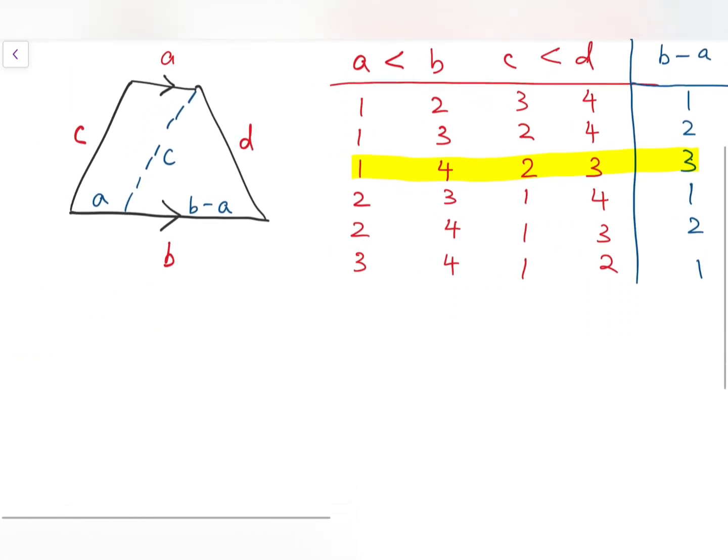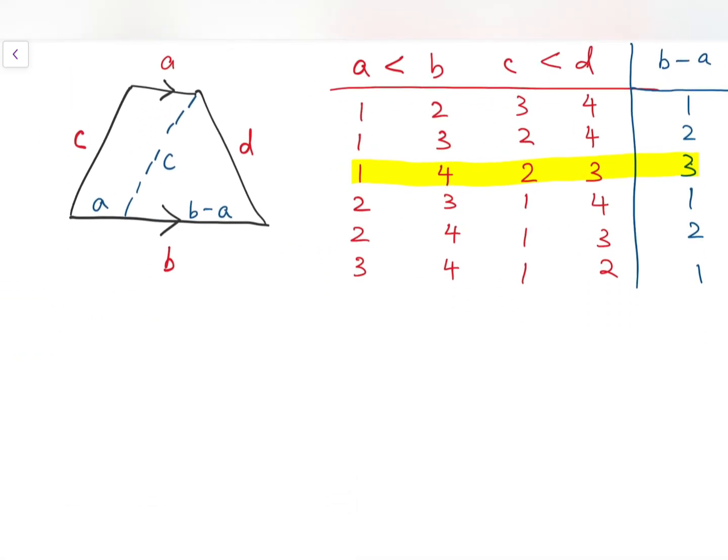So that means our trapezium should look like this: 1 and 4 for the top and the bottom, and then 2 and 3 at the sides. Now it remains to find the area of this trapezium. Again, we can go back to the parallelogram and the triangle. The first thing I'm going to find is the area of the triangle, which has side lengths 2, 3, and 3.